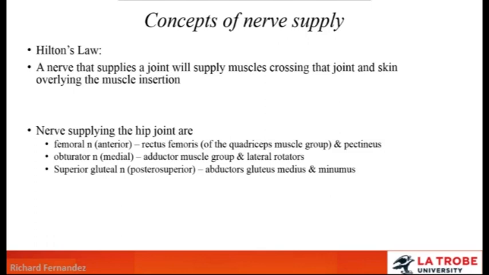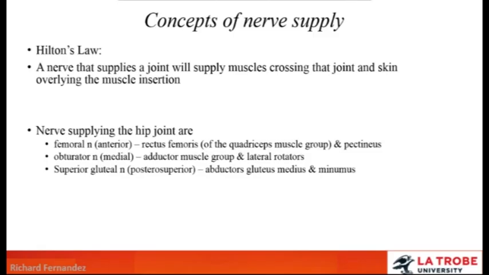Now when considering concepts of nerve supply, one of the most useful concepts to apply is Hilton's law. Hilton's law states that a nerve that supplies a joint will also supply the muscles crossing that joint and the skin overlying the muscle and its insertion. So this nerve should have an articular branch for the joint, a muscular branch for the muscle, and a cutaneous branch for the skin.